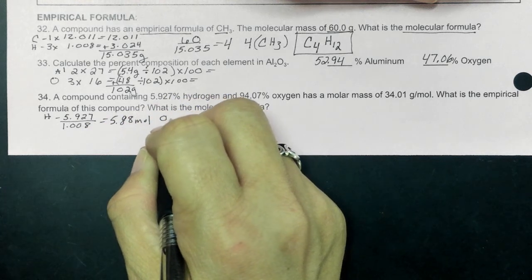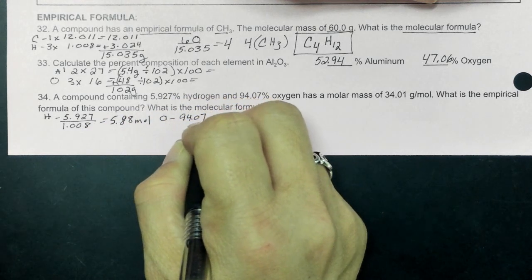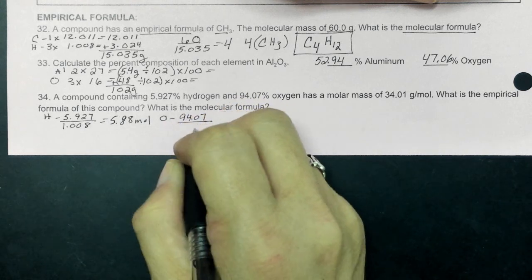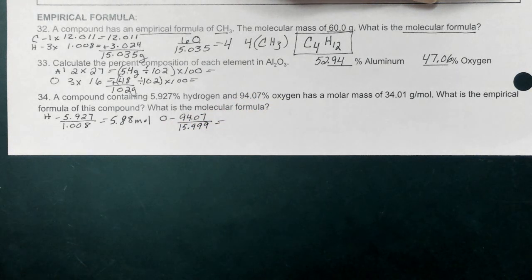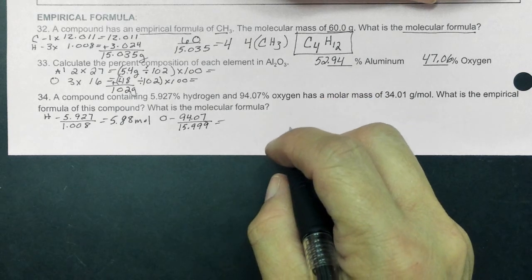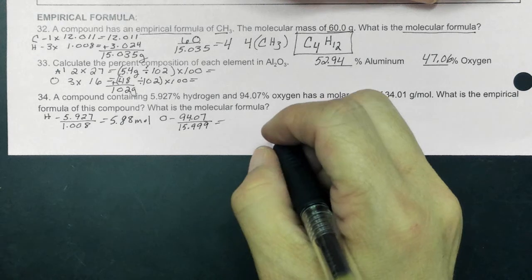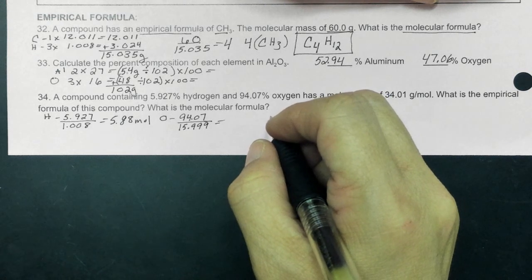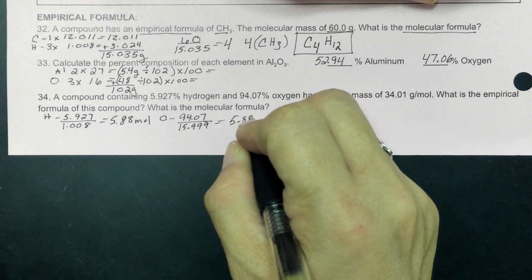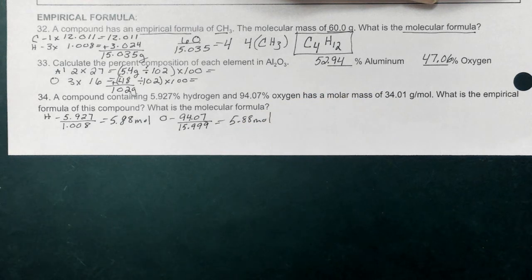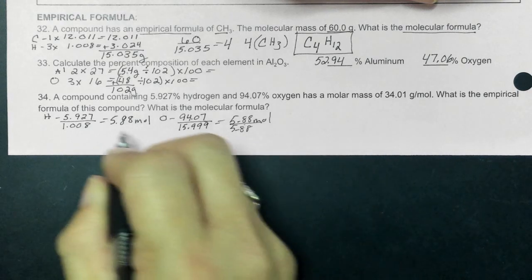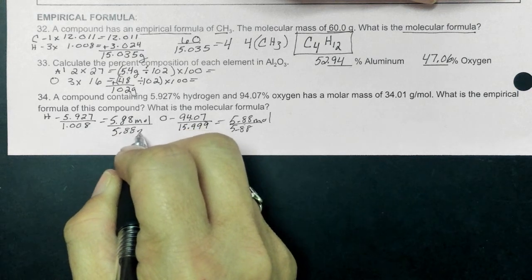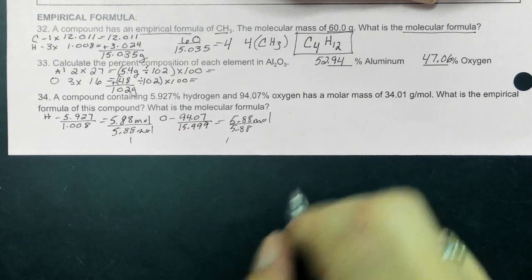And then for oxygen, I have 94.07% or grams divided by 15.999. And that gives me 5.88 again. This is going to be a nice one. All right, so looking at this, my mole ratio is the same. If I divide each of them by themselves, I have a 1-to-1 ratio of hydrogen to oxygen.